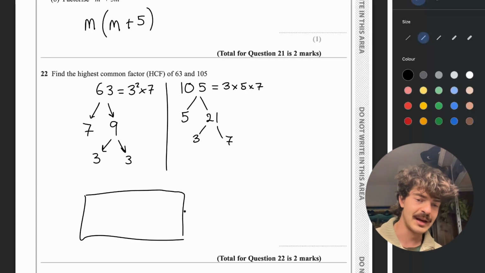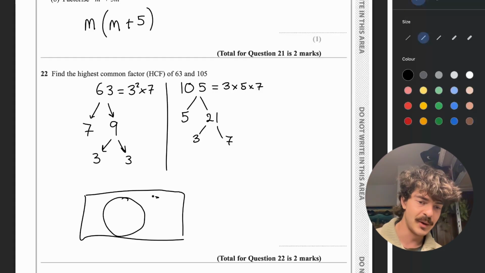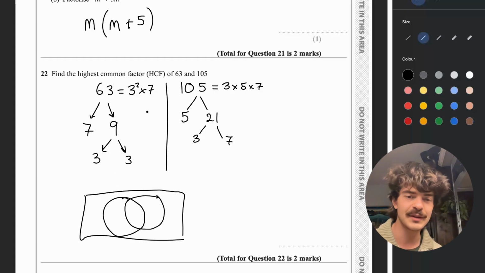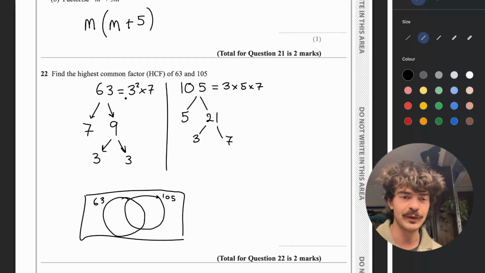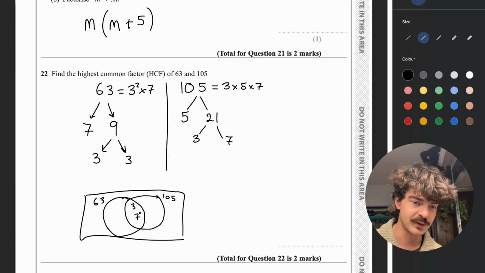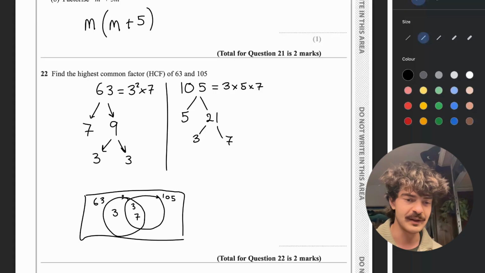Now we can draw our Venn diagrams. And what we're looking for is the values that are in, or the prime factors that are in both. So we've got 63 and 105. What prime factors are in both? Well, there's 1, 3 and 1, 7. Just to finish labeling out, we've still got one more 3 for 63 that would go on the left-hand side. And for 105, we've got an extra 5.